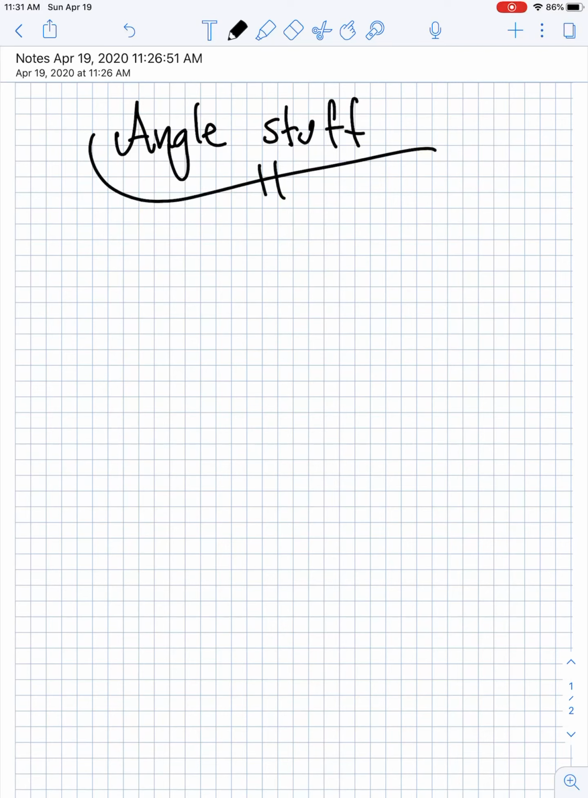I'm here to talk to you guys about some kind of pre-trigonometric stuff. I kind of struggled with what to call today's lesson, but I'm just going to call it angle stuff. First up, I apologize for my handwriting on the iPad. It's not as pretty as my board handwriting, but I'm getting better.